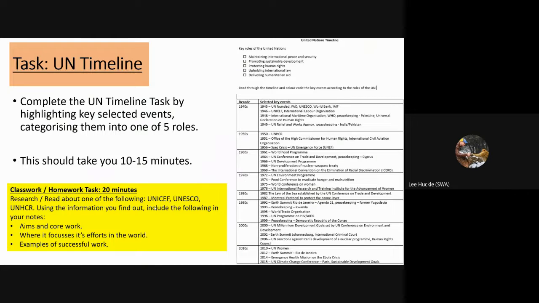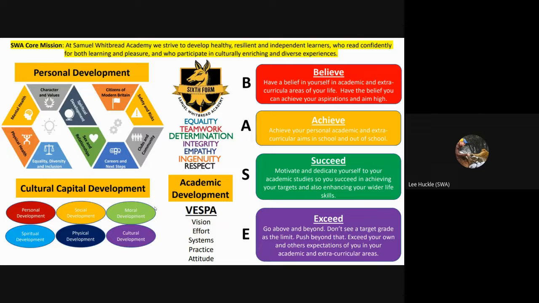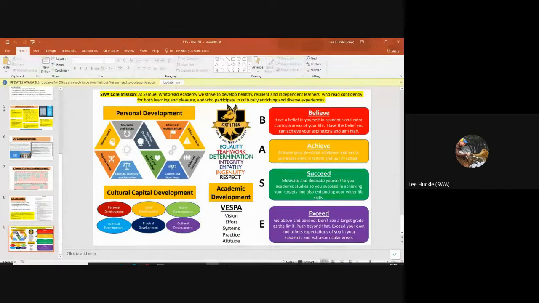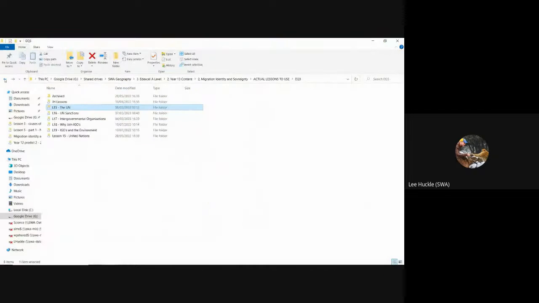And then you researched and read about UNICEF, UNESCO, and the UNHCR. And you delved into each of those in terms of what's the aims and the core work, where it focuses its efforts in the world, so some examples, and then some examples of successful work. So that was the first lesson of EQ3, looking at the overriding United Nations as an IGO.